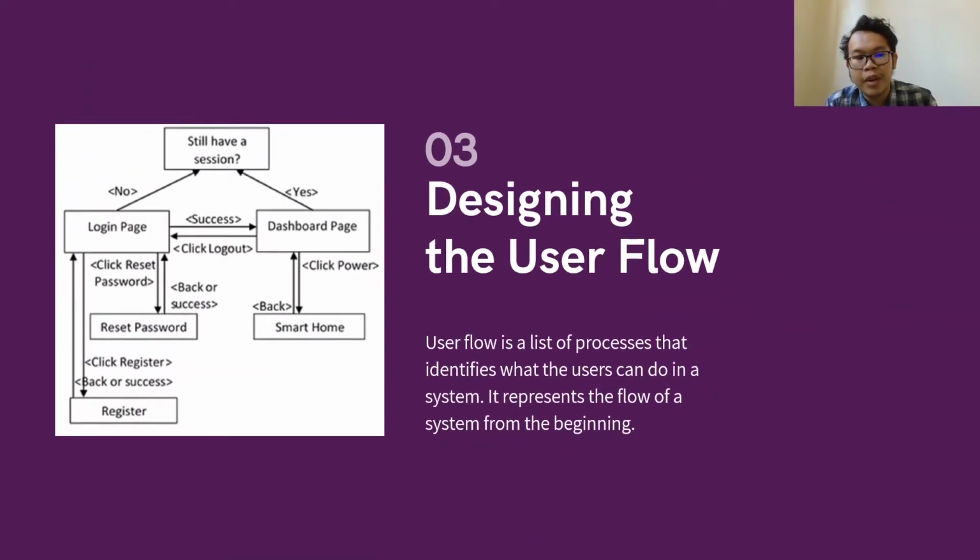And then after we analyze the problem, we have to design the user flow. The user flow itself is a list of processes that identifies what the users can do in a system. It represents the flow of a system from the beginning. As we can see right here, we have the login page, the dashboard page, reset password, smart home page, register page, and log.